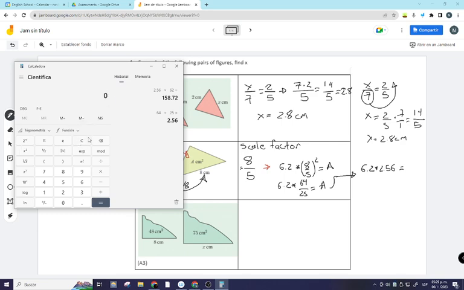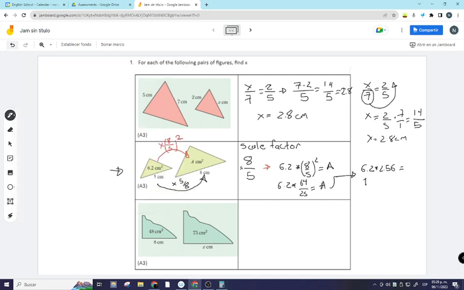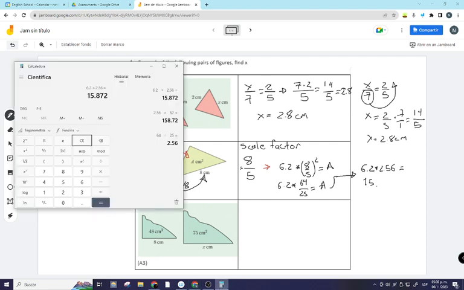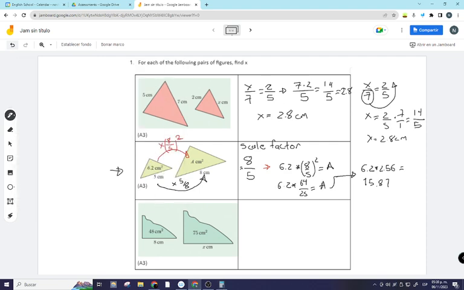I forgot the point. Excuse me. So 6.2 multiplied by 2.56. Now it's the correct value, 15.872 square centimeters. That's the value of this area.